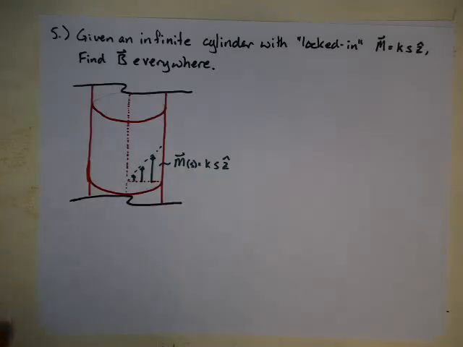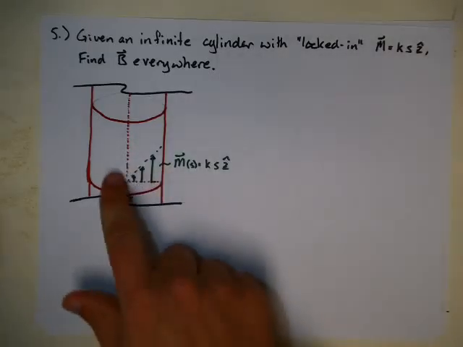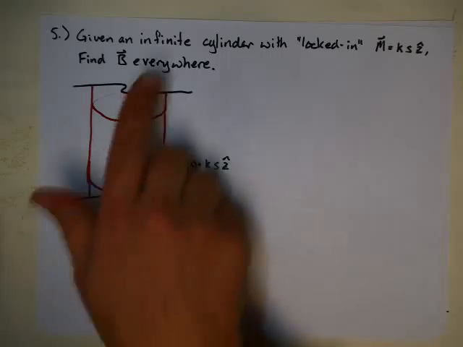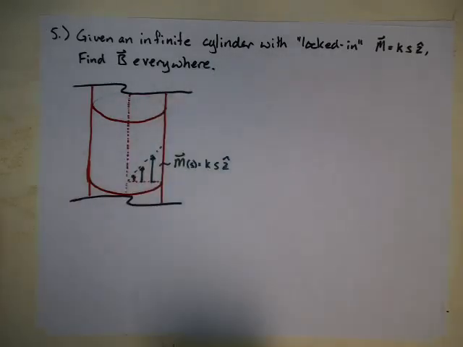Homework 7, problem 5. Given an infinite cylinder with a locked-in magnetization that is proportional to the distance from the center of the cylinder and points along the axis of the cylinder, find the magnetic field everywhere. To do this, we're going to do this as a two-step process. We're first going to find the bound currents, so the bound volume and bound surface currents. And then we are going to use Ampere's law with those currents to find the magnetic field.